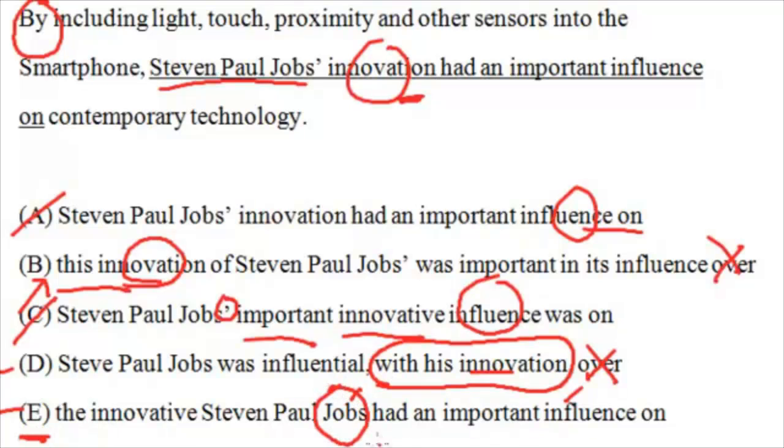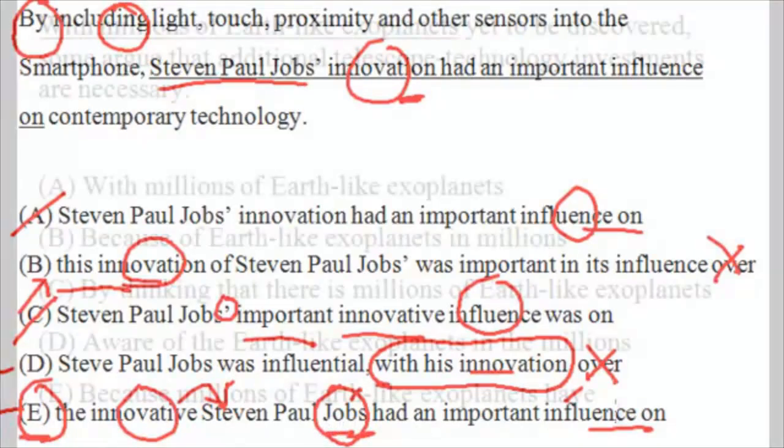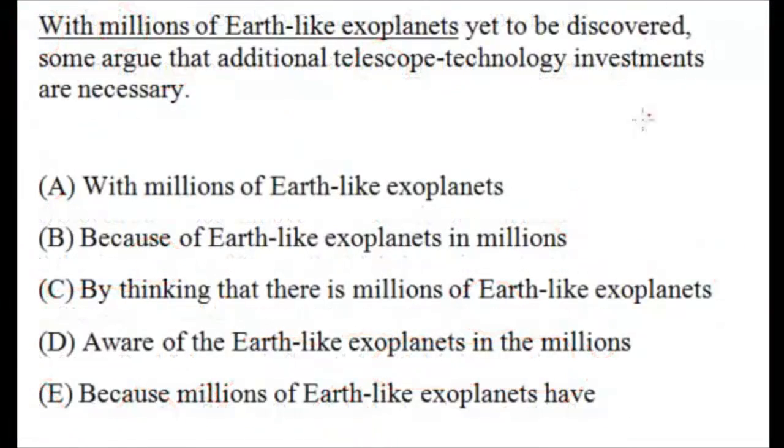Again, the subject over here is Jobs, right? And Jobs had an important influence on contemporary technology, which is modern technology, making E the answer. So innovative is modifying Steve Jobs, but this whole sentence by including, who's doing the including? Jobs is doing the including, right? So that's correct. Alright, so let's look at this one.